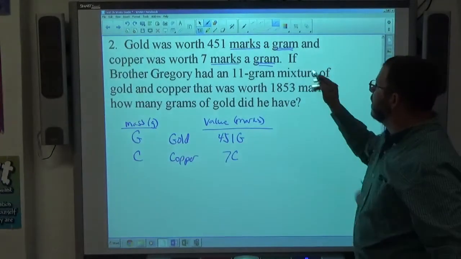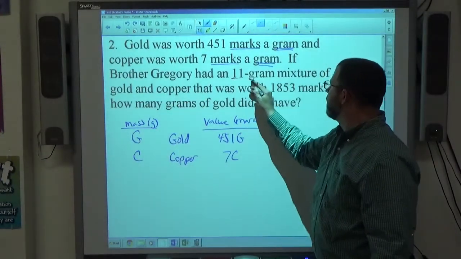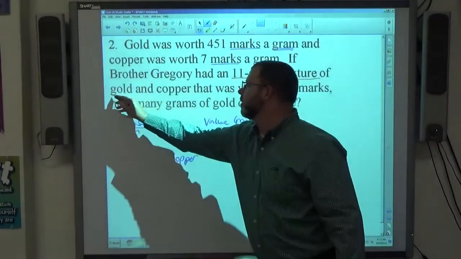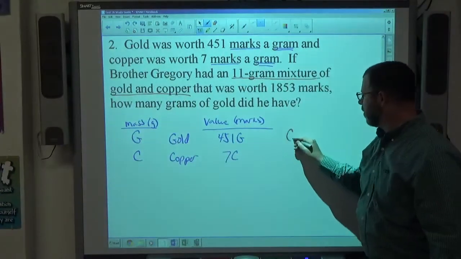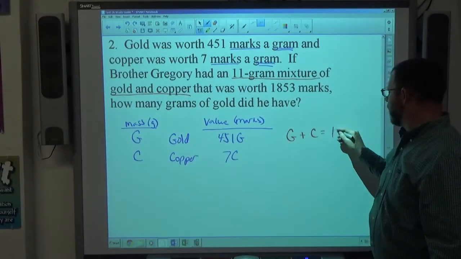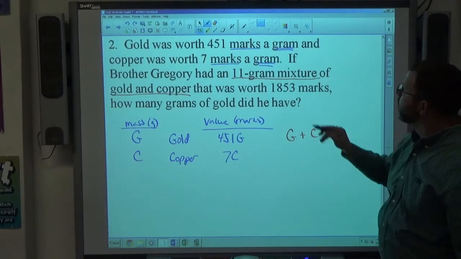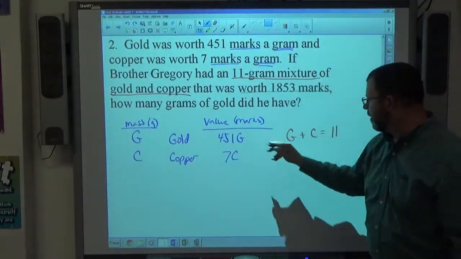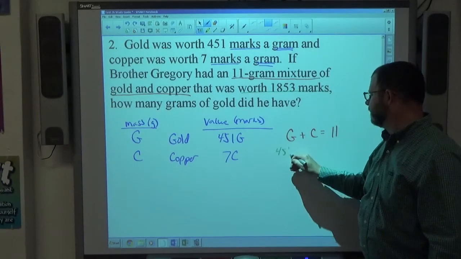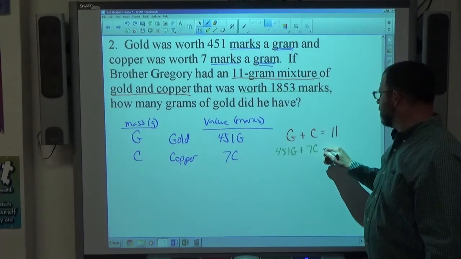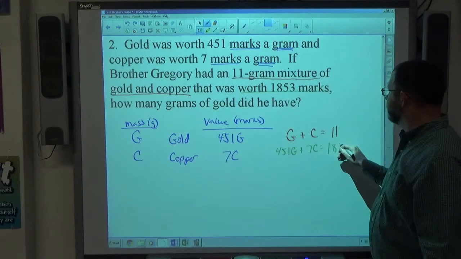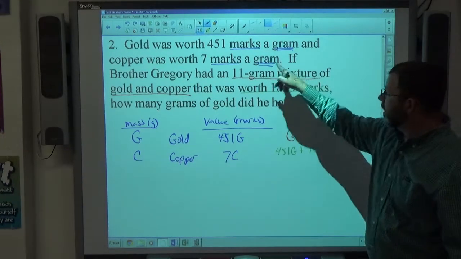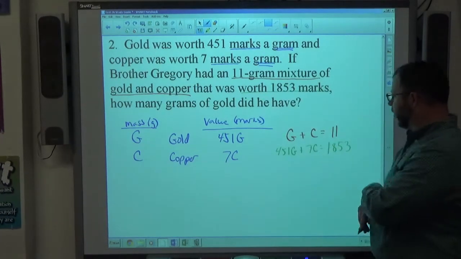And now we just look for facts. So fact number 1: 11 gram mixture of gold and copper. So the grams of gold plus the grams of copper equals the grams of metal. Worth 1,853 marks. The value of the gold plus the value of the copper is equal to the value of the mixture. That's marks, and everything else is marks, so we don't have to convert anything there.